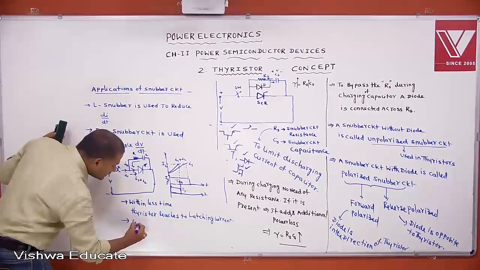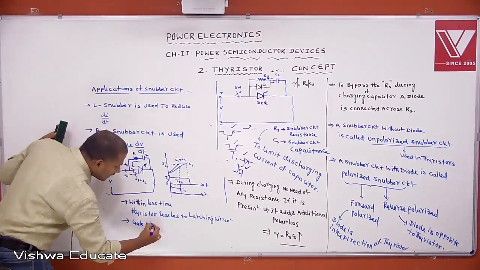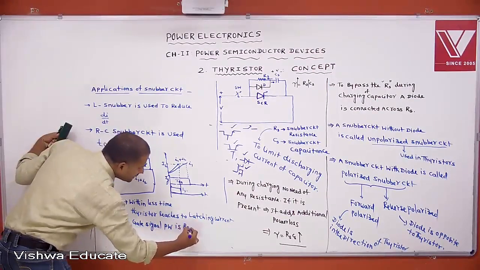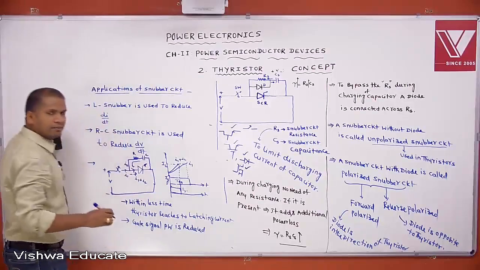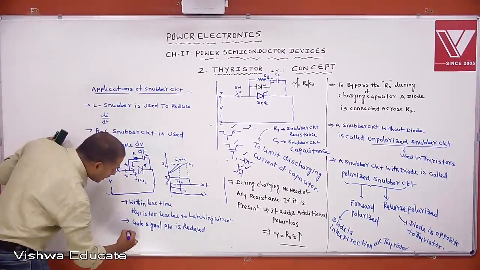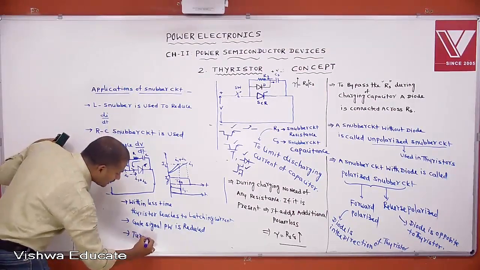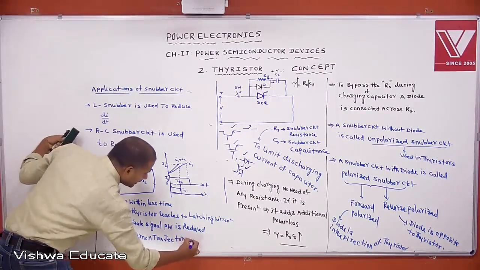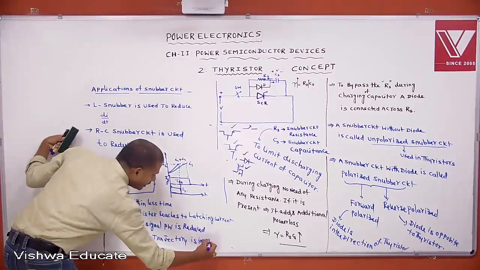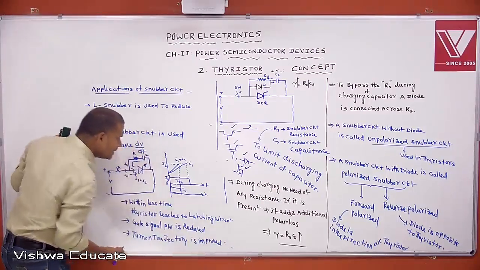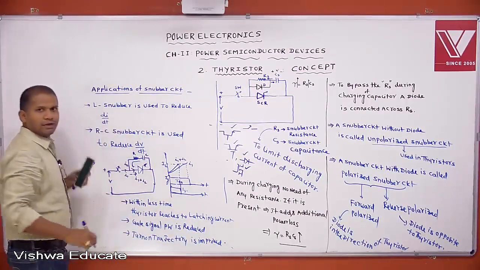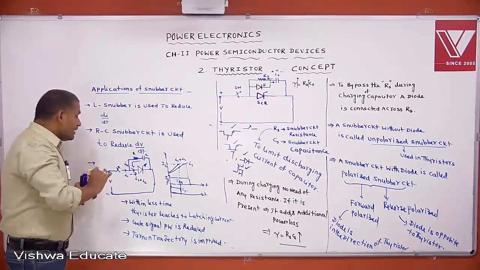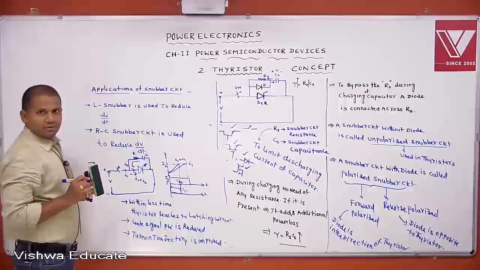Then another point is the gate signal on time. Gate signal pulse width is reduced. Pulse width, as I told already, is the turn on time. Pulse width is reduced and turn on trajectory is improved. That means the turn on time is also reduced. Within less time it reaches the latching current. That is another application of a snubber circuit.